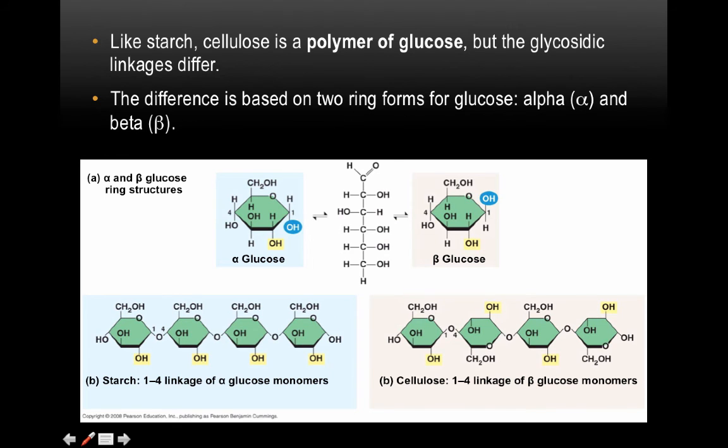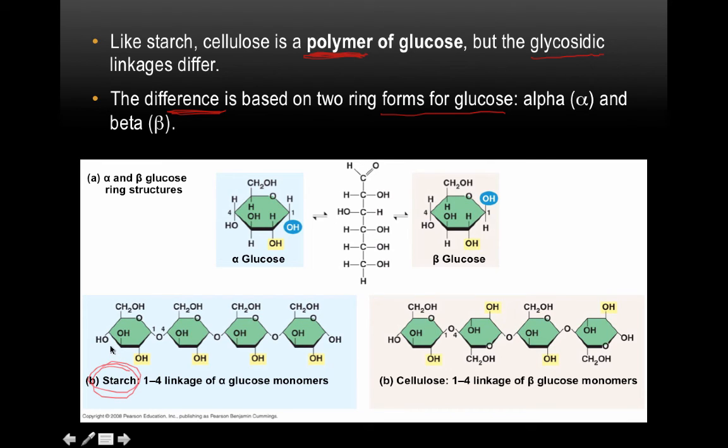Like starch, cellulose is a polymer of glucose. That means it is a big molecule made up of many, many repeating units of glucose. So perhaps thousands of glucose monosaccharides joined together by covalent bonds that we call glycosidic linkages. Recall that all of these covalent bonds are a result of dehydration synthesis reactions to build the cellulose. Starch and cellulose are both made of glucose, but the difference is how all those glucose units are joined together, and actually the forms of glucose that are used to build these two polysaccharides.